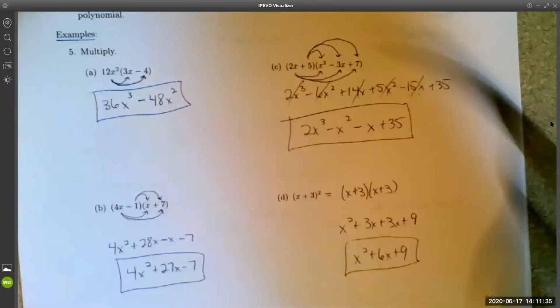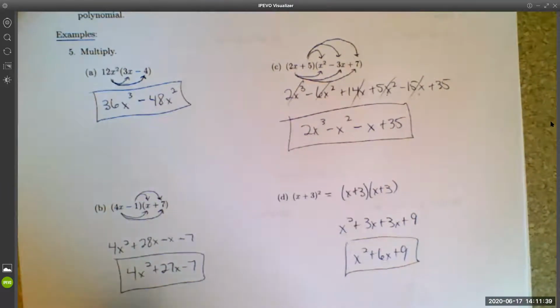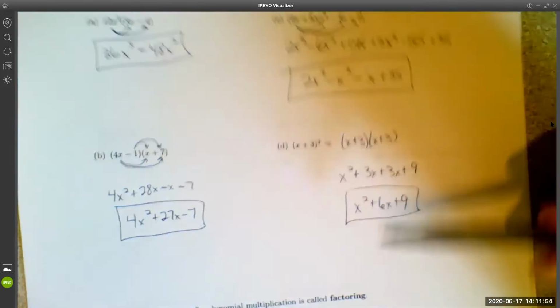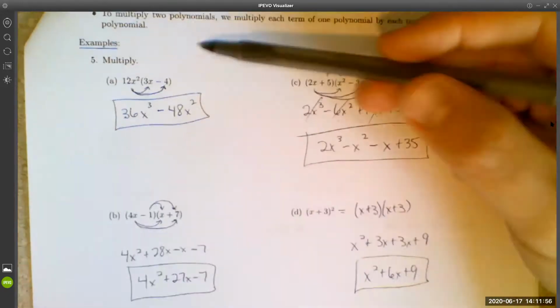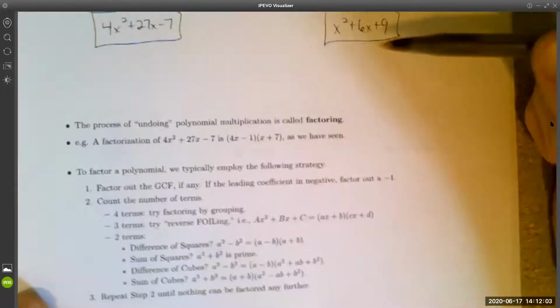So that's how polynomial multiplication works. So we've talked about polynomial addition, subtraction, and multiplication. We haven't talked about polynomial division yet, but we will in the future. What I want to finish off this section with is factoring, because factoring is directly related to multiplication. Factoring is the process of undoing polynomial multiplication.